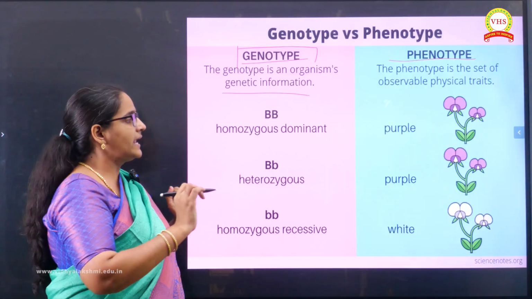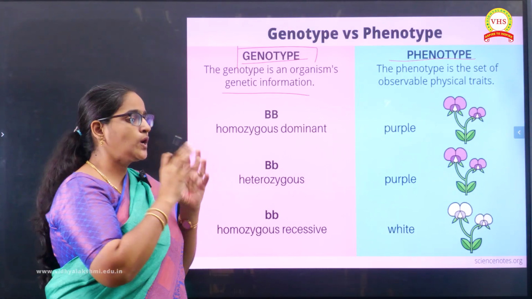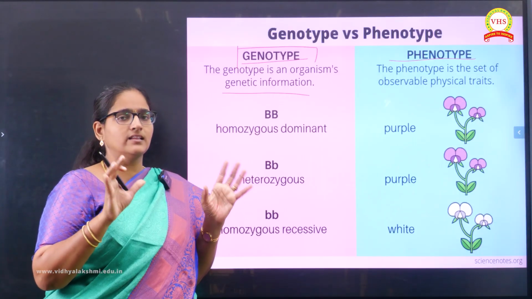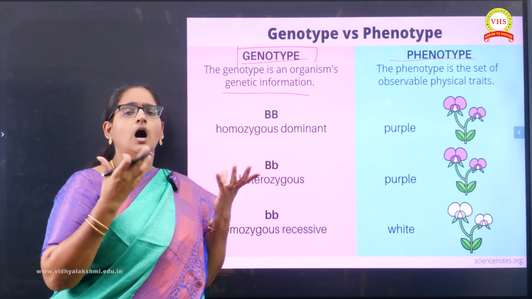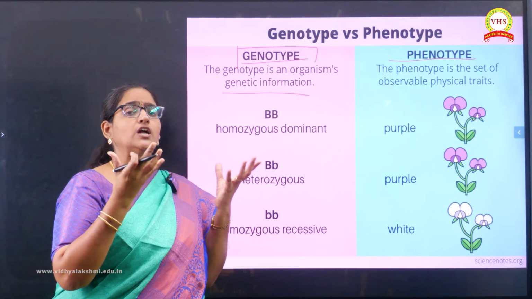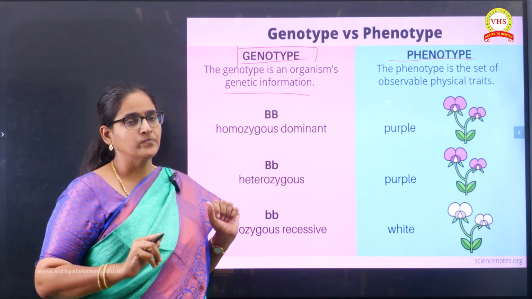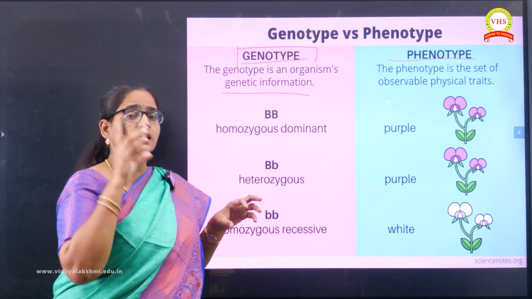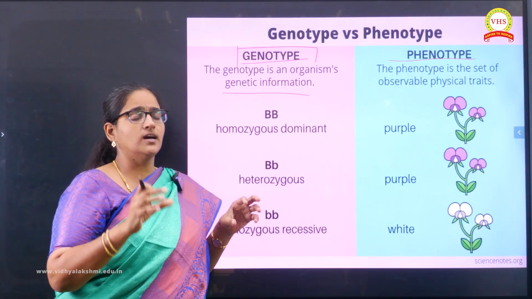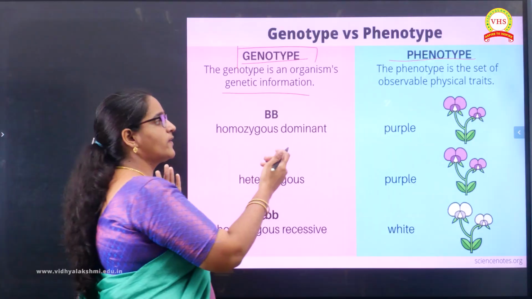So here, in case I am taking the flower color as an example. On looking at the flower, I can tell the color. So it is violet color or it is white color. But how can we predict the genetic composition of the violet color or white color flower? It is not possible. So this genotype will give us the genetic information about the particular character of an organism. The opposite one is phenotype.